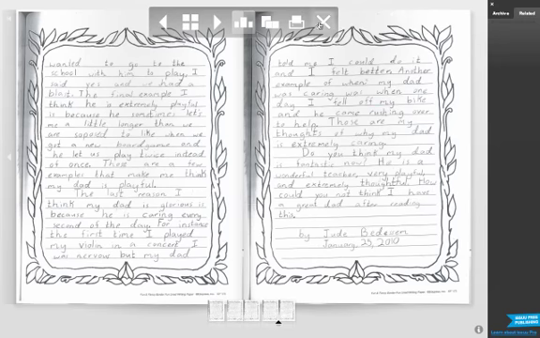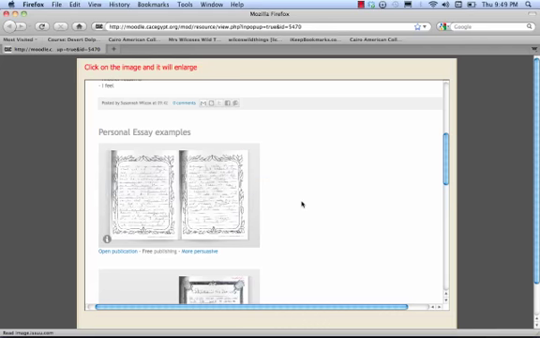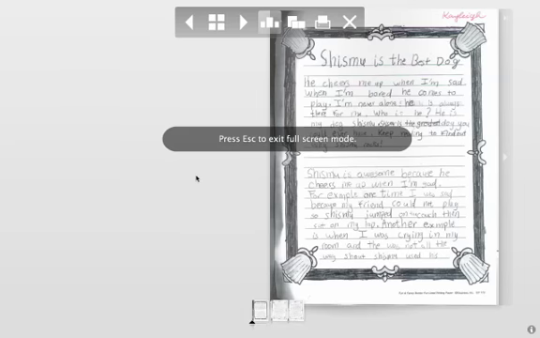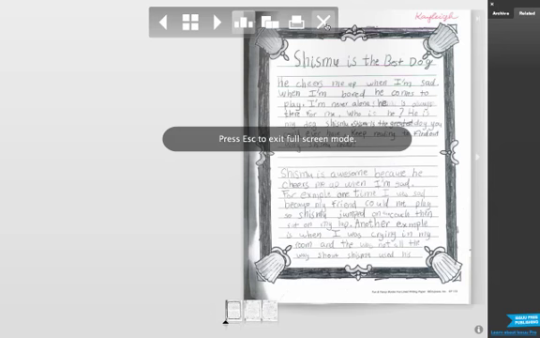Now when you're done with that, you can click on the X to get back to the minimal screen, and then you can click on the other ones to check their work.